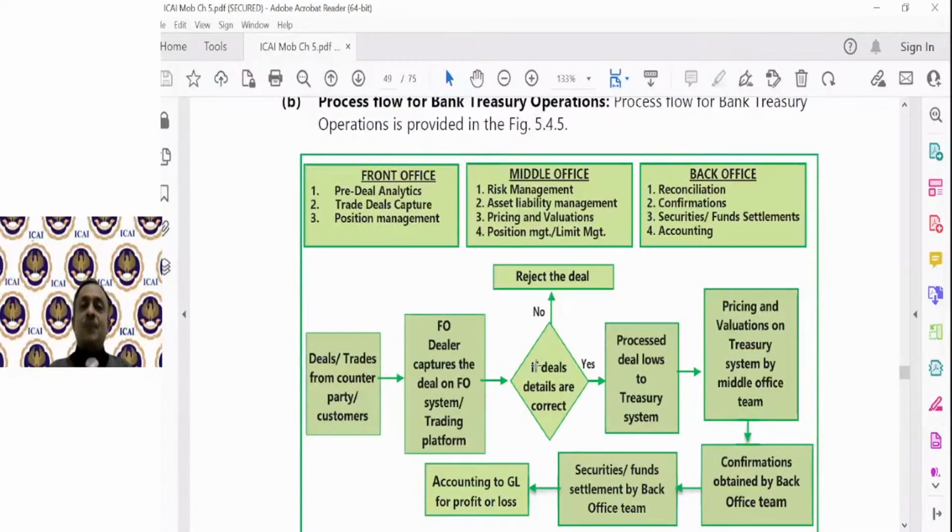Okay. So pre-deal analytics, trade deal capture, position management. Middle office does risk management, ALM, asset liability management. Okay. This word has come very specifically. Anyone who wants to comment in the chat what exactly we mean by asset liability management? I'll just need 10 seconds. I'll be back here. Asset liability management. Just try to answer that.